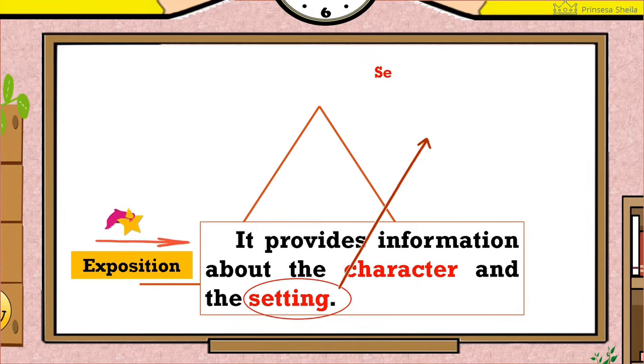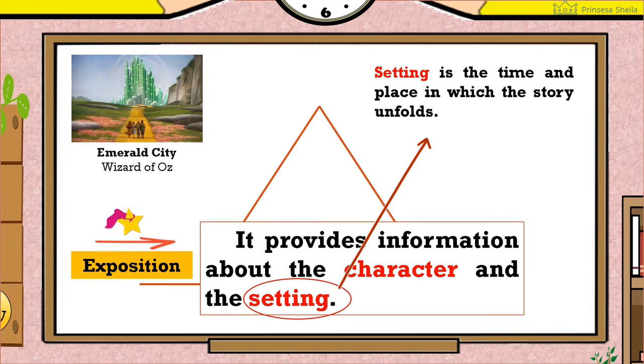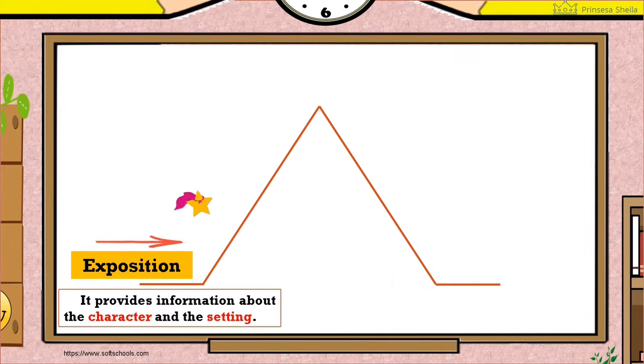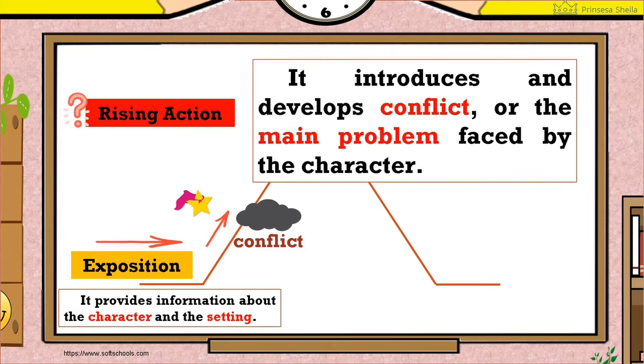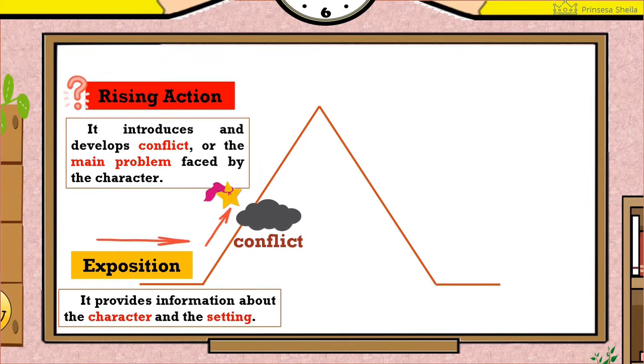Setting is the time and place in which the story unfolds. The place or scene may be imaginary or real. Now, after the characters and setting are introduced, the events of the story begin to create suspense as the character faces conflict. This part is the rising action. It introduces and develops conflict, or the main problem faced by the character. It includes the events that help to build toward the climax of the story.